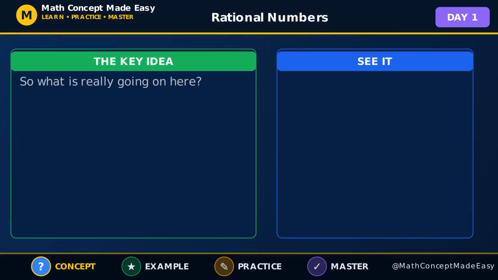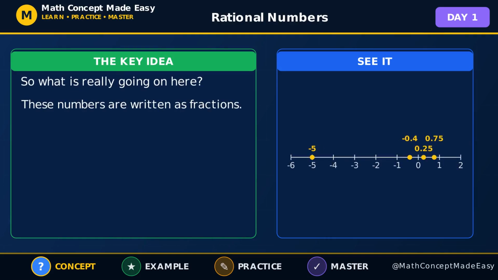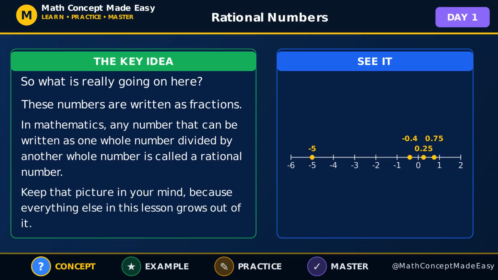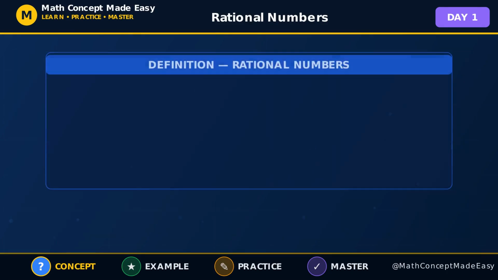So what is really going on here? These numbers are written as fractions. In mathematics, any number that can be written as one whole number divided by another whole number is called a rational number. Keep that picture in your mind, because everything else in this lesson grows out of it. Now we are ready to say this precisely, the way mathematicians do.